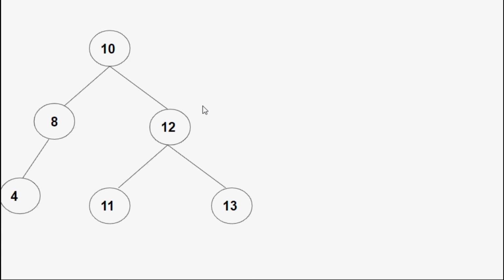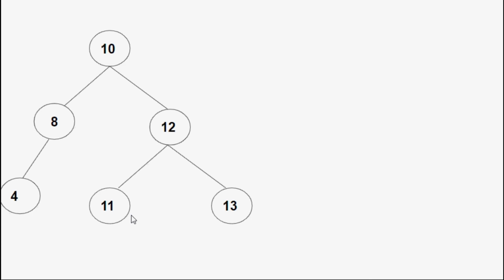Now if I look at the left side, they all are less than 10. If I look at the right side, they all are greater than 10, and 11 is less than 12 but greater than 10. That is why it appears on the right side of 10 but on the left side of 12. But before saying this is an AVL tree, we have checked only one concept, that it is a binary search tree. The second was that it should be a balanced tree. Now how do we calculate that balance factor?